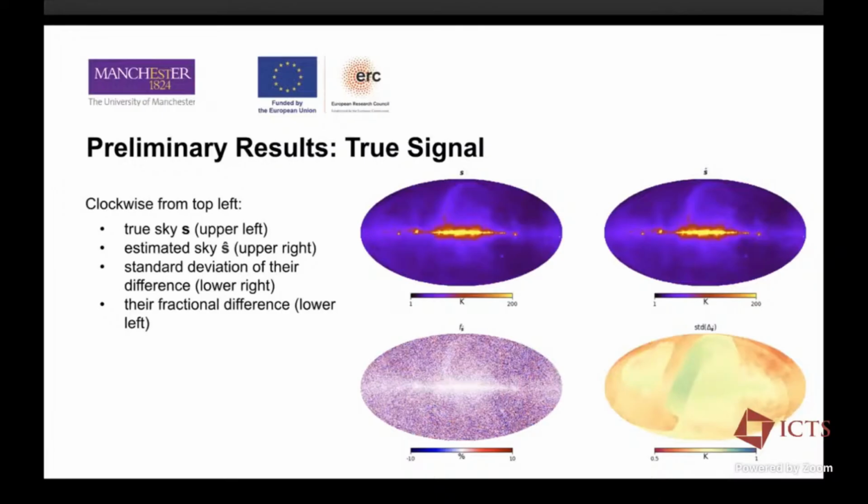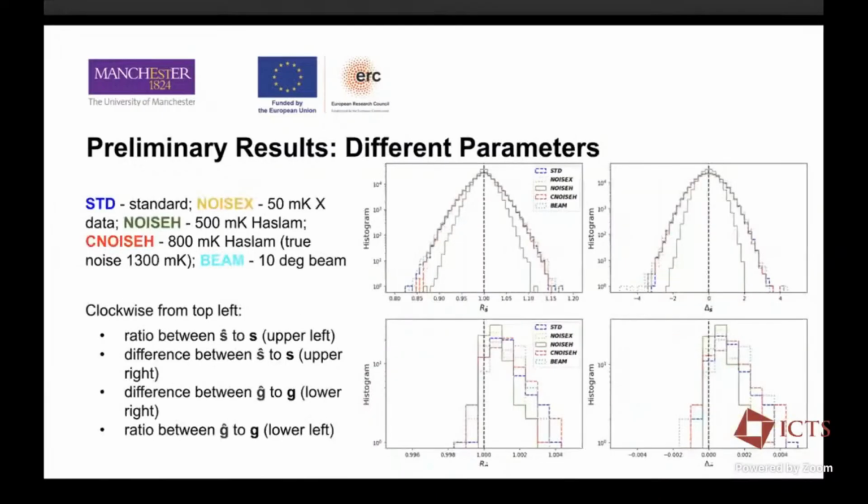zone is. Now, we also do the same thing, but with a few different parameters. What I've shown you before is the blue one, which we call standard. Then we have lower noise for the X experiment, which is 50 millikelvin. Then we have lower noise for Haslam, which is 500 millikelvin, in green. We also have confused noise for Haslam, in red, where we assume the Haslam noise is 800 millikelvin, but the true noise is actually 1,300 millikelvin. And we also have a larger beam for the X experiment.